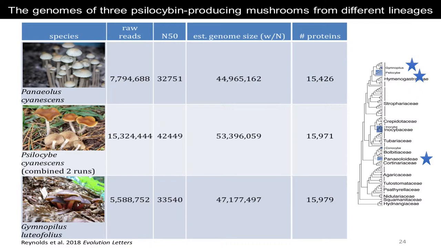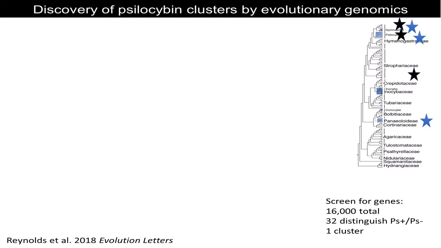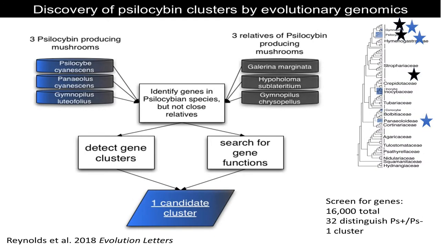And then we selected the most closely related genomes of fungi that do not make psilocybin so that we could do a comparative analysis. So three psilocybin-producing mushrooms, three relatives that do not produce, and then we identified all the genes that were shared across the species. And we were able to find 16,000 genes total in the data set. And then there were only 32 of those genes that distinguished the psilocybin-positive fungi from the psilocybin-negative fungi. Unfortunately, most of those functions were kind of inscrutable. They were somewhat general functions, and the function alone was not sufficient, but when we ran those genes through an analysis for clustering, it turned out that they converged on a single gene cluster. And when we look back on the functions in those clusters, it started to make sense.